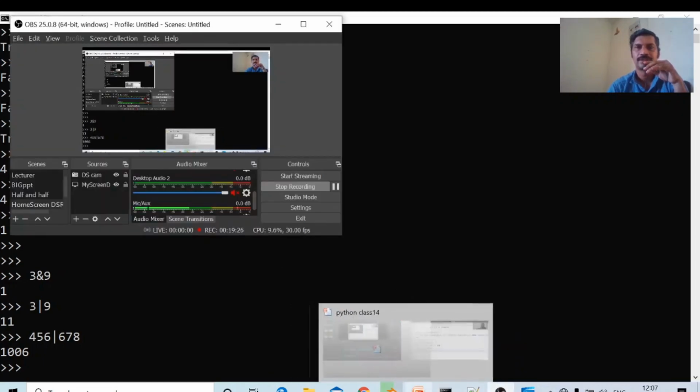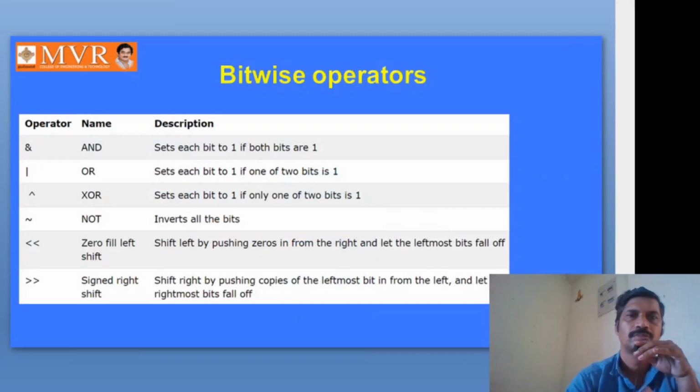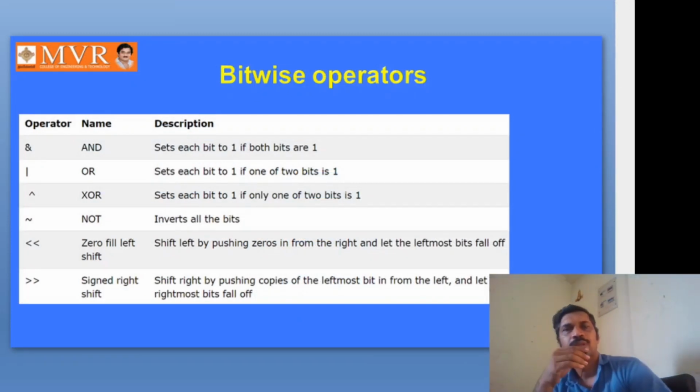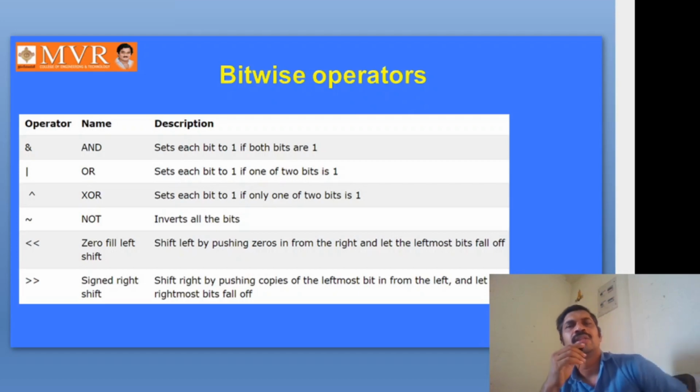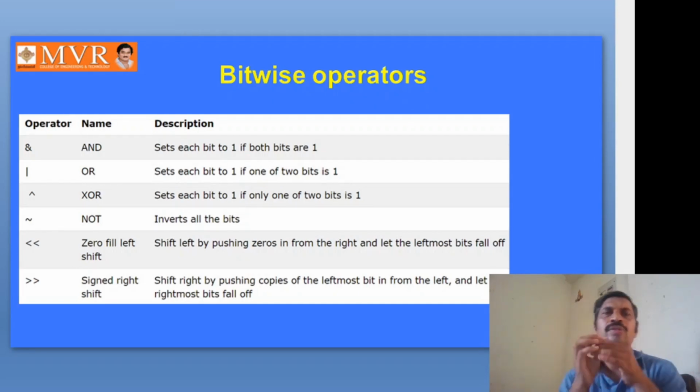Next, XOR sets each bit to 1 if only one of the two bits is 1. Okay, what is the XOR operation? In the comparison of two bits, it sets each bit to 1 if only one of the two bits is 1. If both of them are 1, the result is 0. If both of them are 0, the result is 0. If it is 0 1 or 1 0, only in that case the result is 1, otherwise the result is 0.